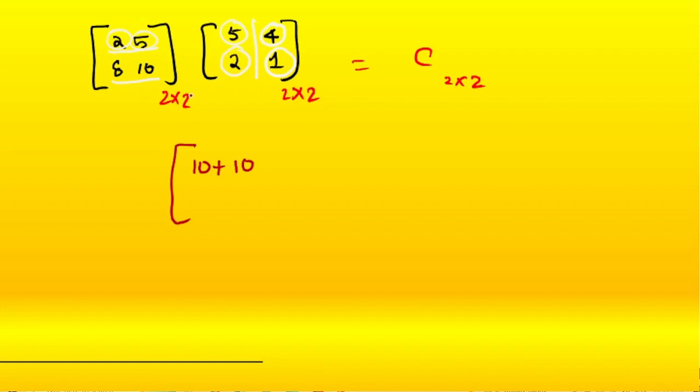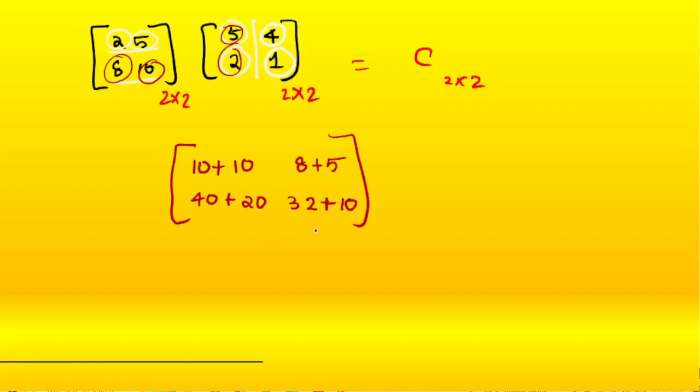Okay, and you have to write it at the top. So 2 4s are 8 plus 5 ones are 5. Now bottom, same way, 8 into 5 you have to do, 10 into 2 you have to do. So 8 into 5 is going to be 40 plus 10 into 2 is 20. Similarly 8 into 4, 32 plus 10 into 1 is 10.